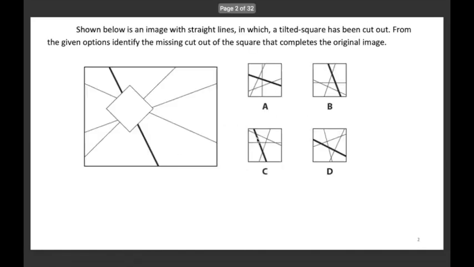This is the first question for the day. Shown below is an image with straight lines in which a tilted square has been cut out. From the given options, identify the missing cutout of the square that completes the original image. Okay. In this case, what is crucial is to check out the spacing.